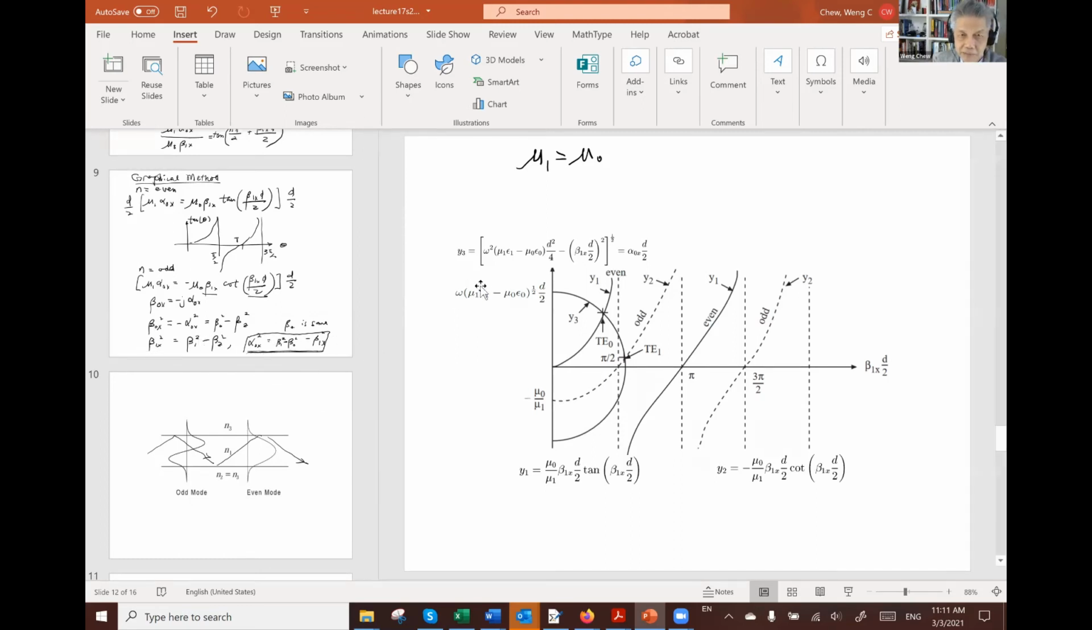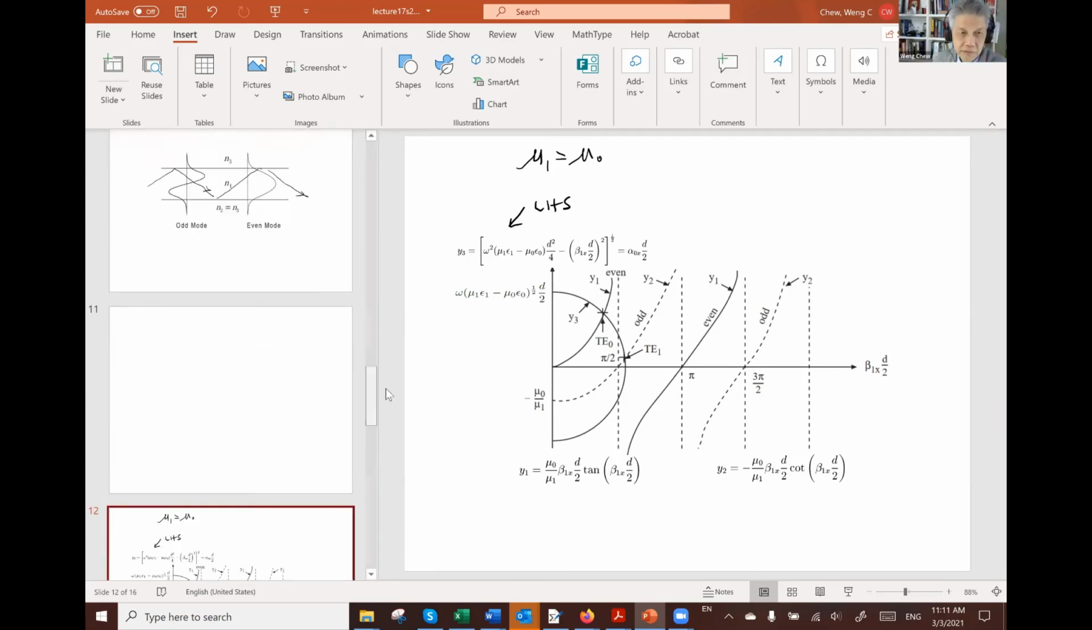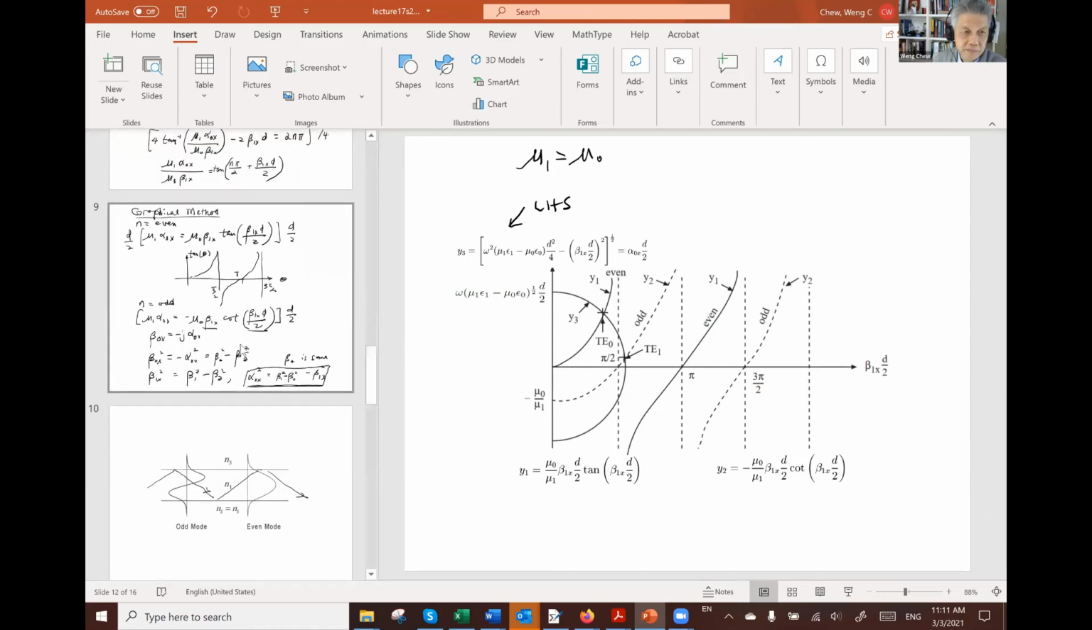But because I multiply everything by d over 2, I bring the d over 2 inside the square root sign, and I get d squared over 4. So the left-hand side will look something like this. So this is the left-hand side for both of the equations. And then the right-hand side would become either this term or that term.